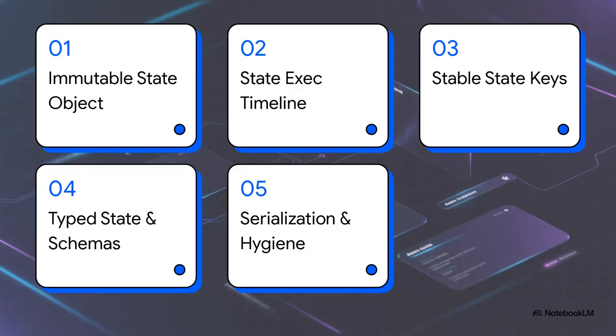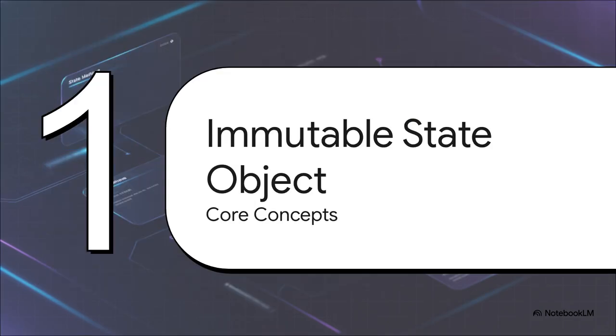Here's our roadmap for today. We'll cover the immutable state object, the state execution timeline, designing stable state keys, typed state and schemas, and finally, serialization and production hygiene. All right, let's jump right into Section 1, the immutable state object.